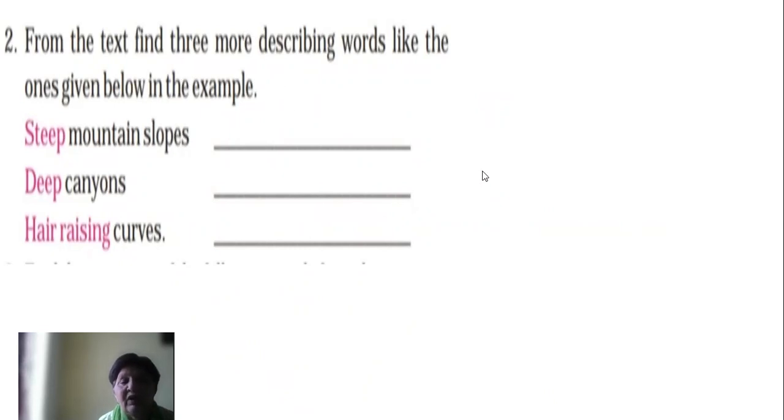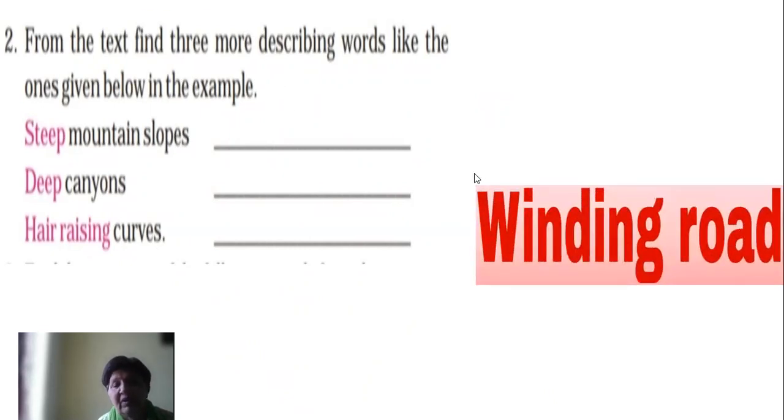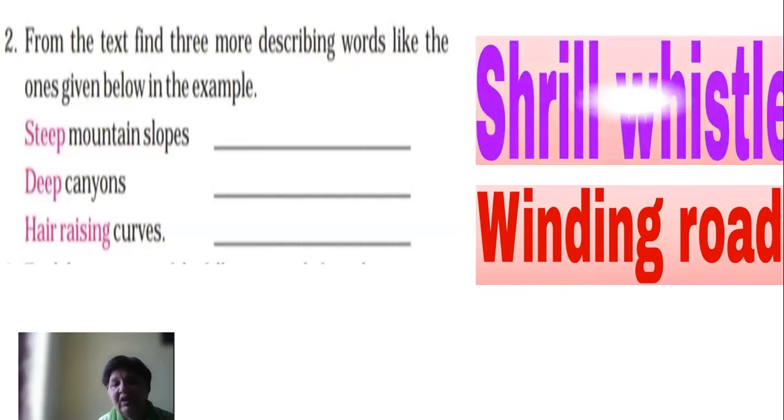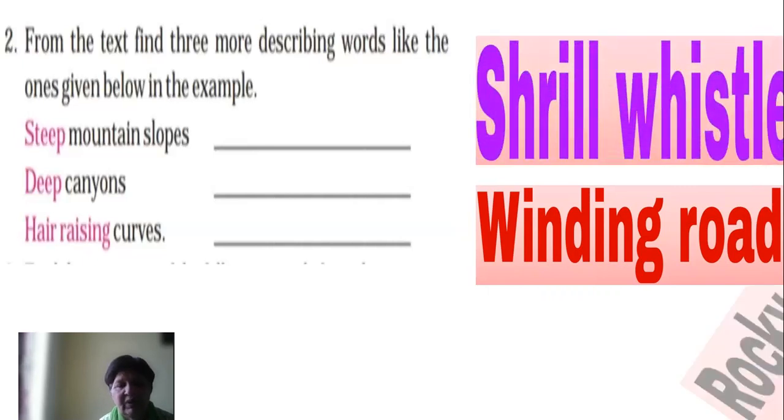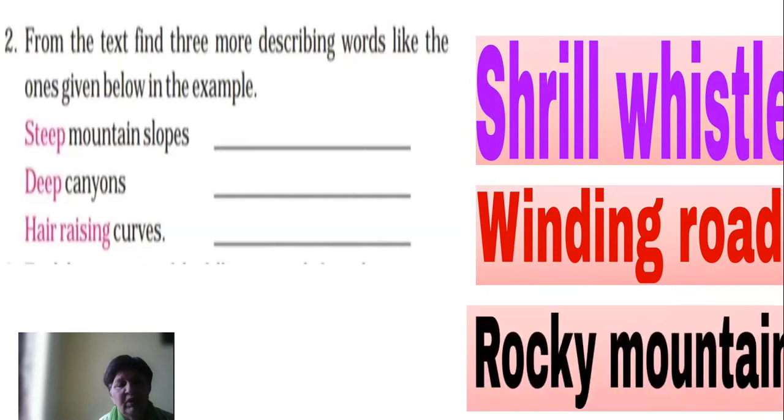Now we will write 3 more describing words. Winding roads. Winding means zigzag. The roads are not straight, they are zigzag, they are winding, going in circles. Then shrill whistle, very loud whistle. Rocky mountains. How are the mountains? Rocky mountains. So these are the describing words.